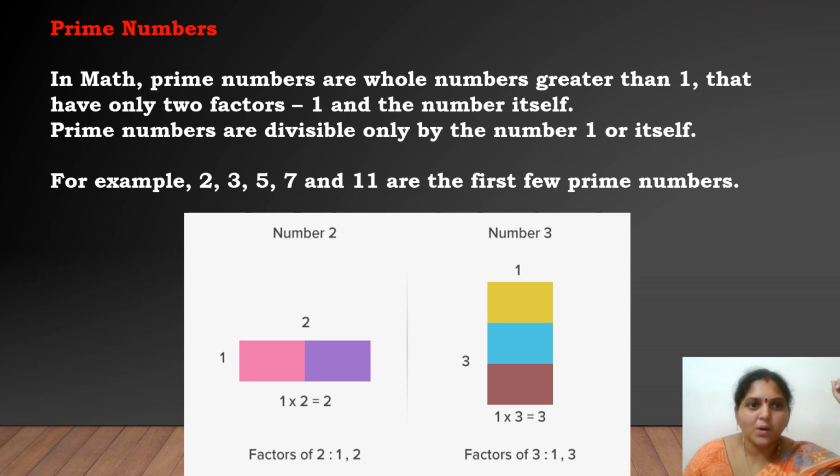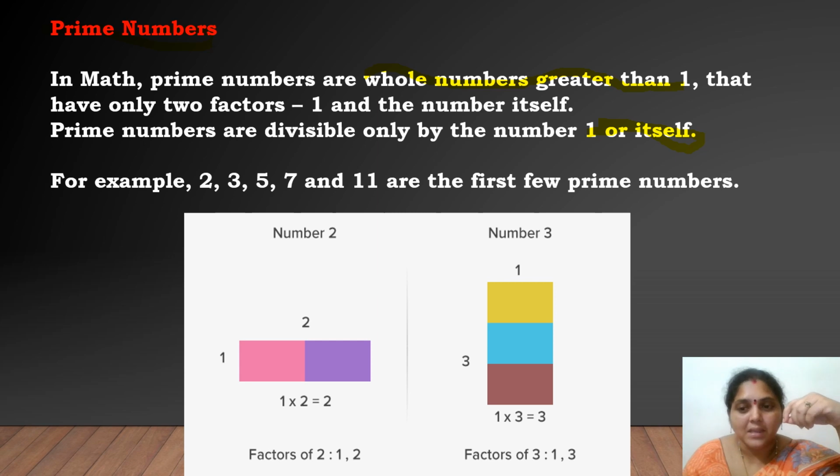Children, now we are going to see what prime numbers are. In math, prime numbers are whole numbers greater than 1 that have only two factors, 1 and the number itself. Prime numbers are divisible only by 1 or itself. As I told you before, when we multiply two numbers, those two numbers are known as factors. So in prime numbers, we have only two factors. Such numbers are known as prime numbers.